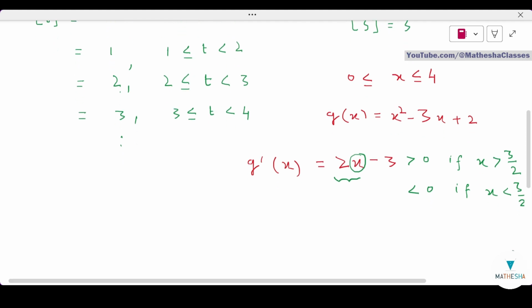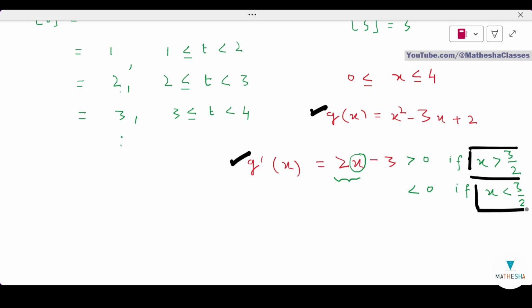Right? So that means what? That means when x is bigger than 3 by 2, g dash x is positive, that means gx is increasing. And when x is less than 3 by 2, g dash x is negative, so gx is decreasing. So for x greater than 3 by 2, gx is increasing. For x less than 3 by 2, it is decreasing.